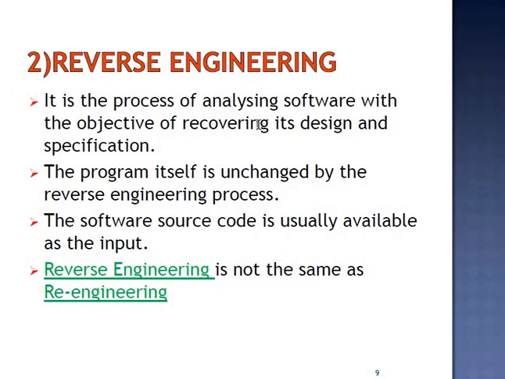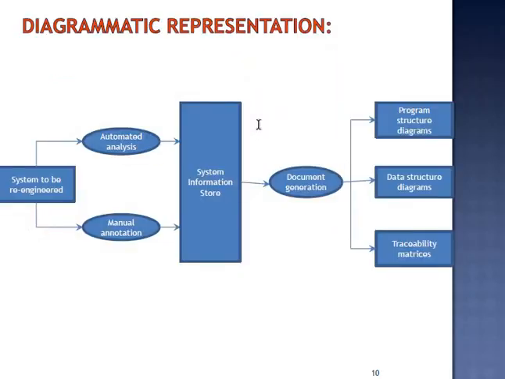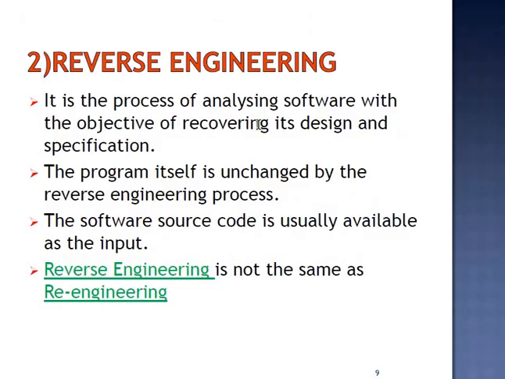The first one is source code translation, the second is reverse engineering. So what actually is reverse engineering? It is the process of analyzing the software with the objective of recovering its design and specification. The program itself is unchanged by the reverse engineering process. The software source code is usually available as the result.